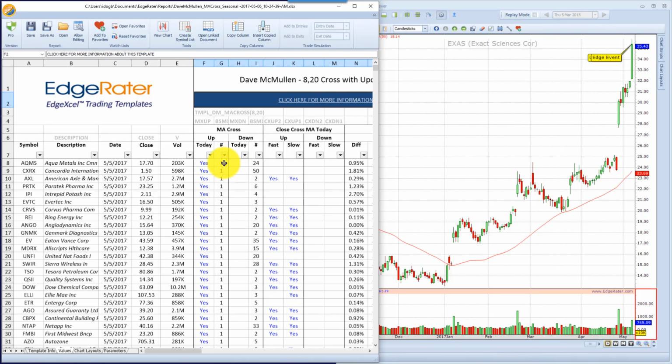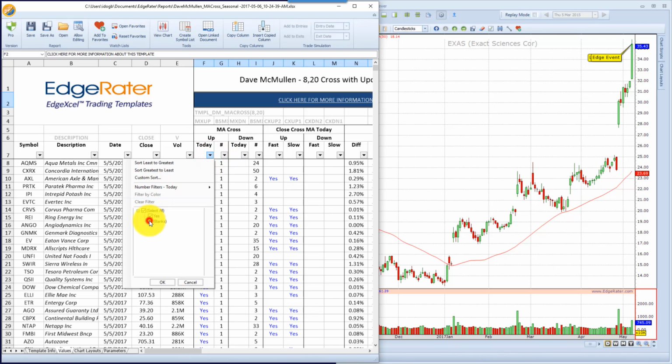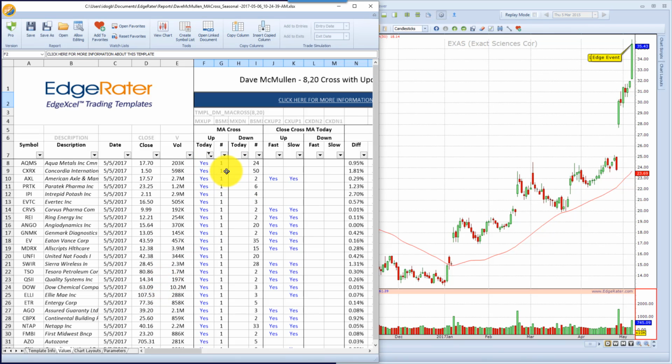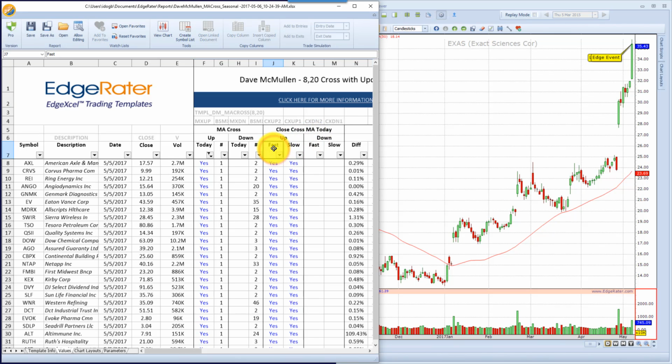But right now I'm just going to say what has crossed today. I might actually just look for those only. So I'm going to make sure my filter is yes only in this column. I'm going to look for, let's see, the close cross moving average. So fast crossing slow today in the up direction.